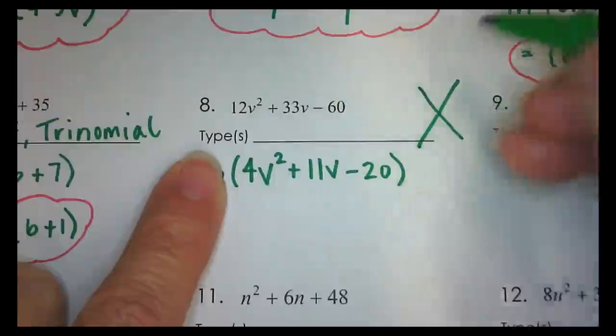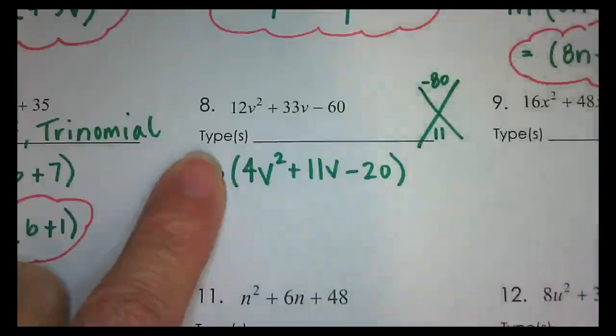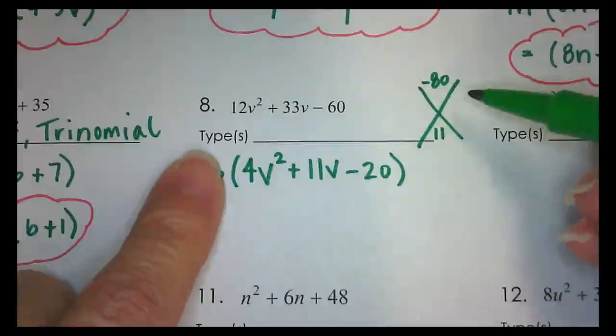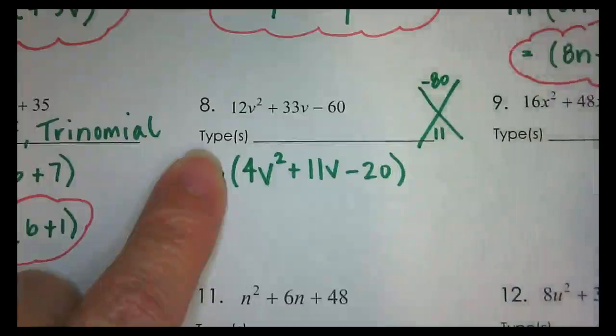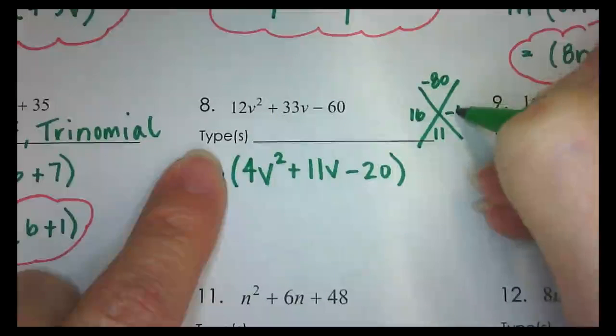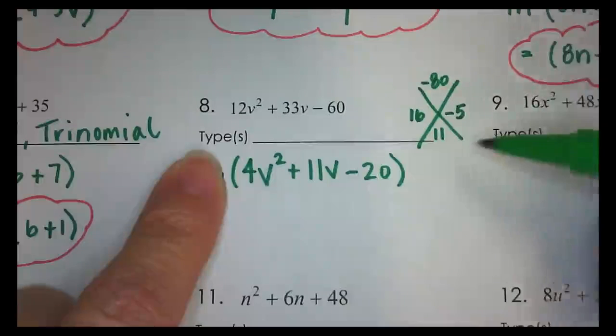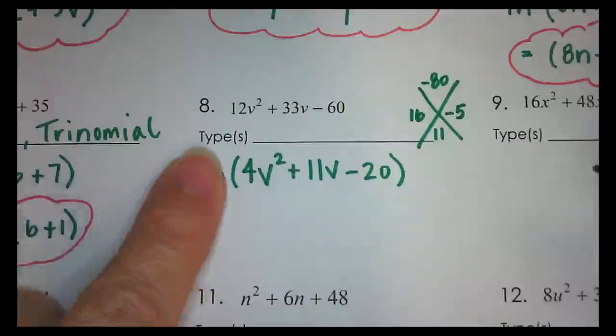All right, so I'm looking for numbers that multiply to be negative 80 that add up to 11. And this one might be a stretch for you, but keep in mind that if something ends in a 0, it can always be divided by 5. So 16 and negative 5 would give me negative 80 when I multiply, but 11 when I add together.